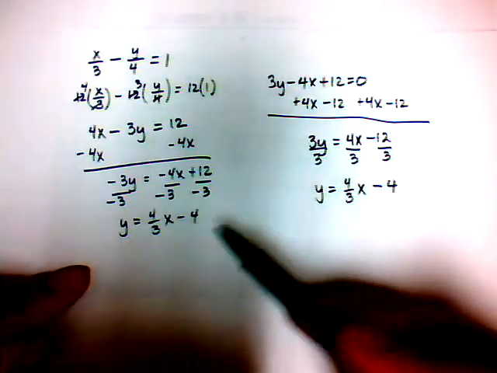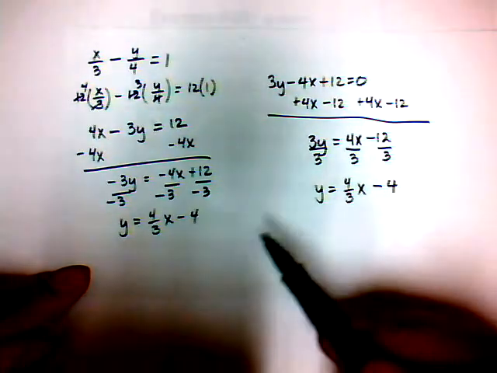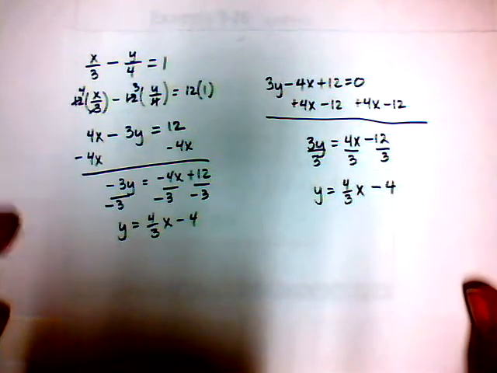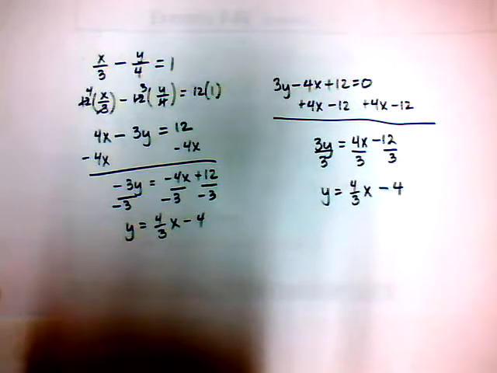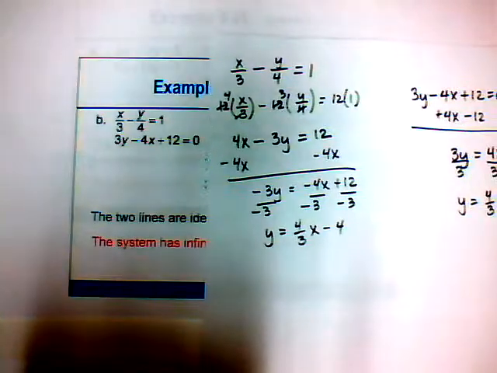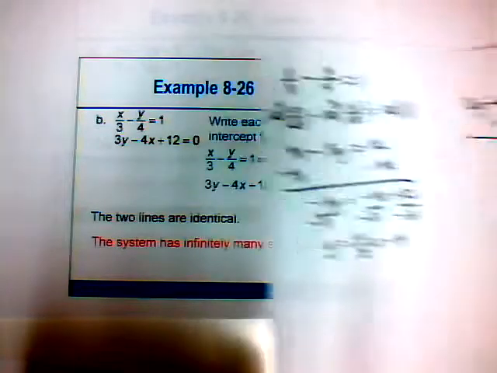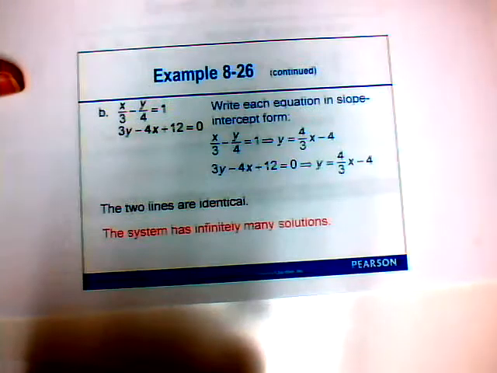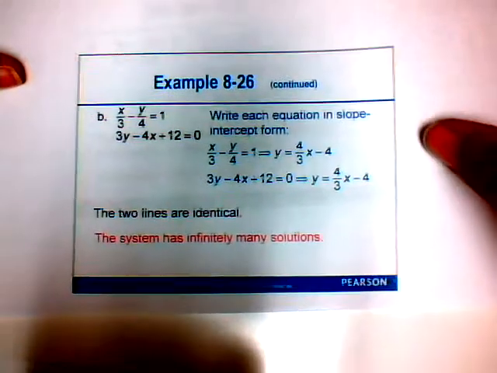Notice that these two equations are exactly the same when I put them in slope-intercept form. So that means that those two original equations that were written in two different forms here represent the same line. So this system will have infinitely many solutions.